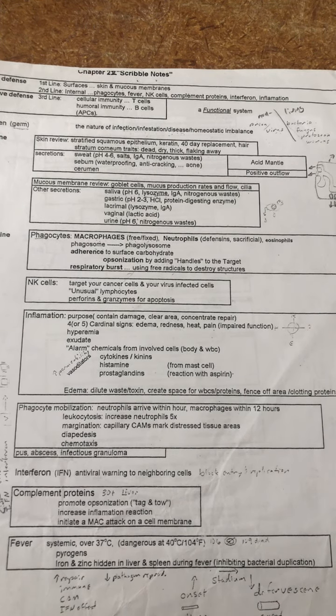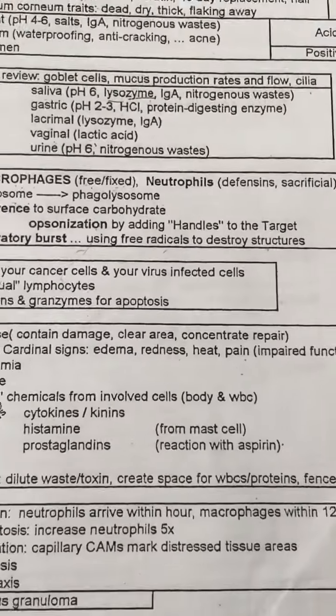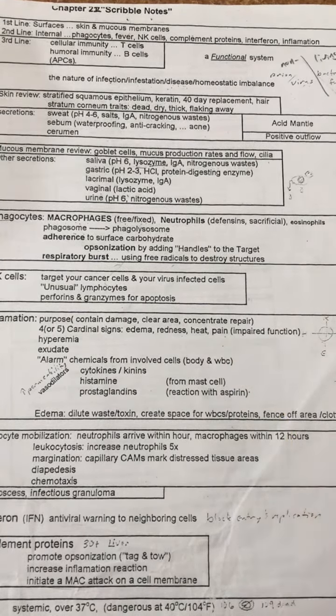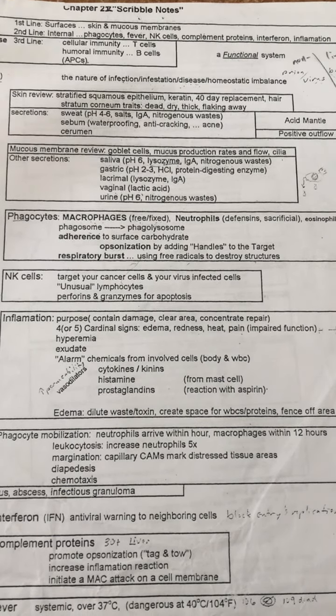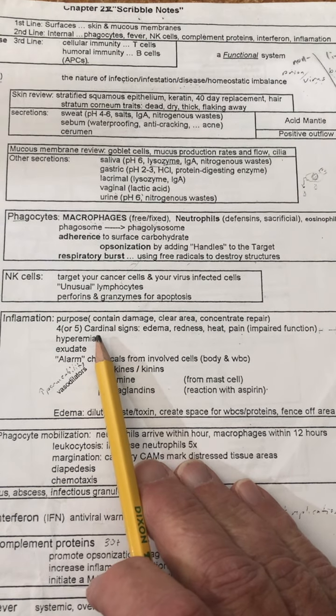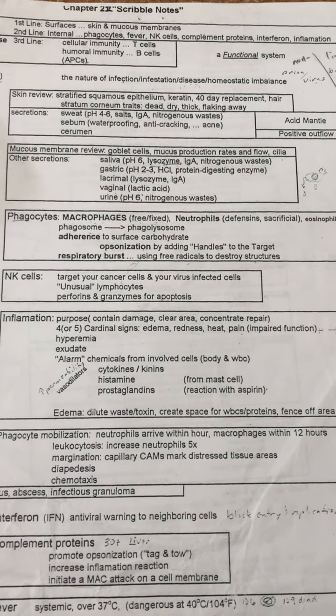Inflammation. Okay, as it says right here, the purpose of inflammation is to contain damage, to clear an area, and to concentrate repair. Now, generally, it's said that there are 4 cardinal signs to inflammation. The word cardinal here doesn't necessarily refer to red. It refers to the idea that on a map, you have a signature which says north, south, east, and west. So somebody picked 4 because it was kind of convenient.